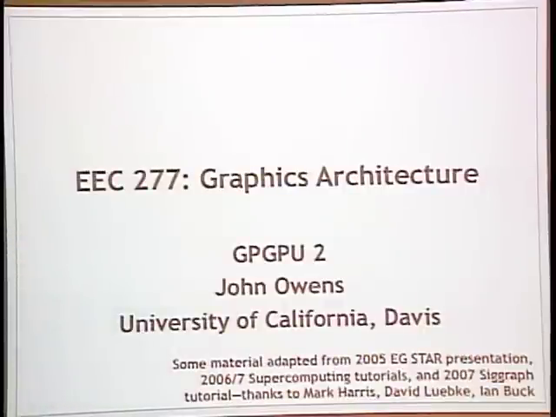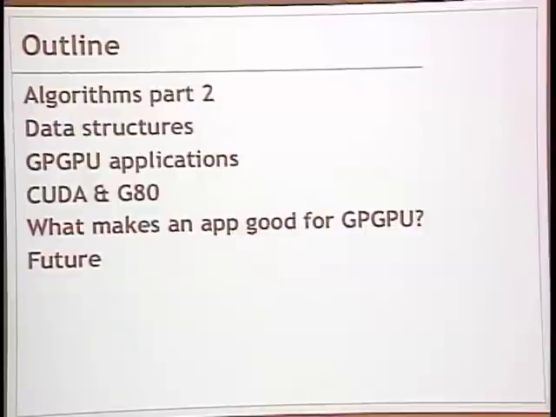Okay, so what we'll do today is finish our algorithms talk. We had a little example last time. We'll go through that again and look at the parts we didn't look at. I'll talk very briefly about data structures, and that'll be pretty brief given the amount of time. This is sort of a whirlwind applications tour. So what sort of things have people done? And then probably I'll spend most of the time talking about NVIDIA's solution to the GPGPU problem.